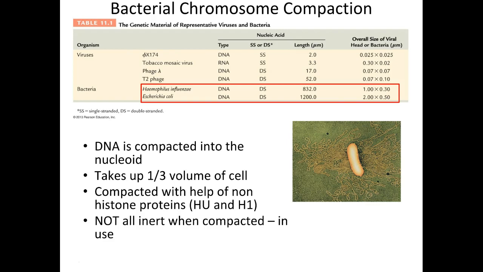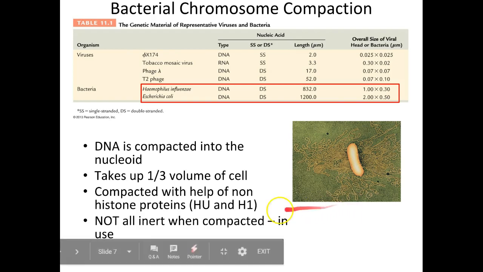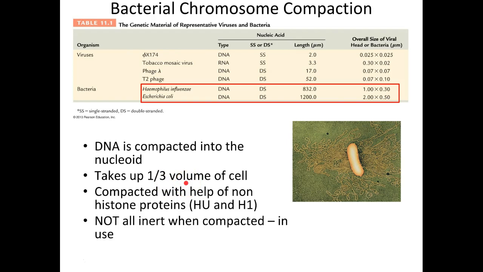Okay, so let's think a little bit more about this idea of compaction. How do we fit all of the prokaryotic DNA that these organisms have into a tiny area, into the location called the nucleoid? The nucleoid is going to take up about 1/3 of the volume of the cell, right? And the secret to fitting a lot of DNA into a tiny, tiny volume, all right, so let's look at E. coli again as an example.